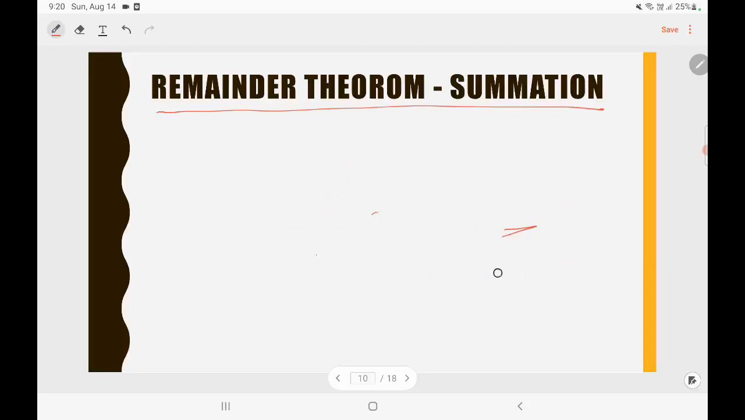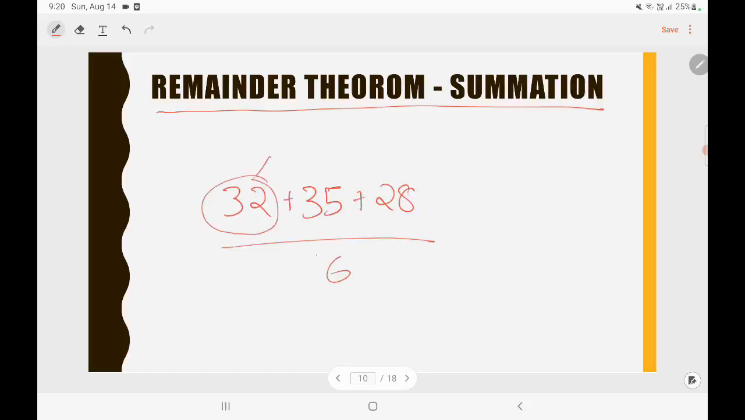Okay, I'll give you one more example. We need to find out the remainder when 32 plus 35 plus 28 is divided by 6. So when 32 is divided by 6, you will get 2 as remainder. When 35 is divided by 6, you will get 5 as remainder. And when 28 is divided by 6, you will get 3 as remainder. So the remainder here is 2 plus 5 plus 3, which is equal to 10. But the remainder will always be less than the divisor, right? So 10 is greater than 6. So you need to subtract 6 from it.